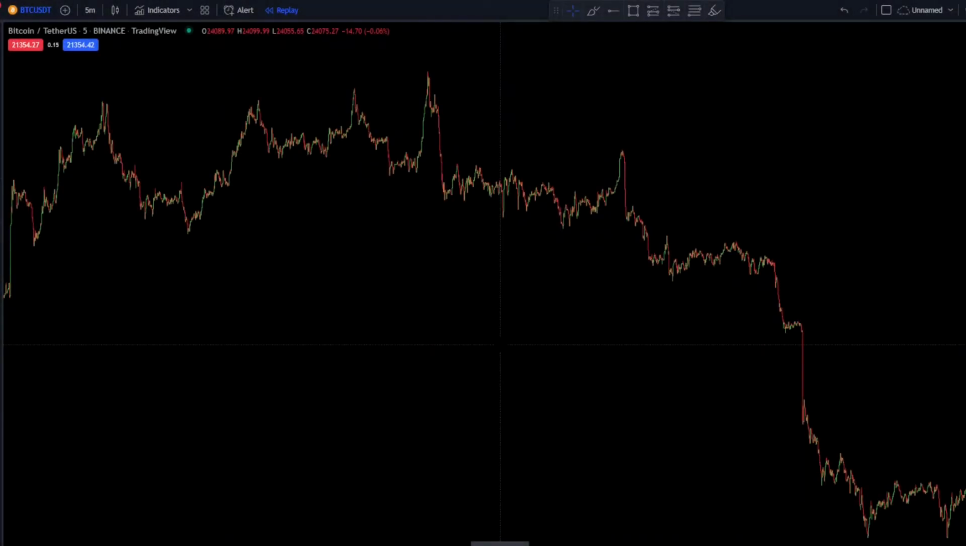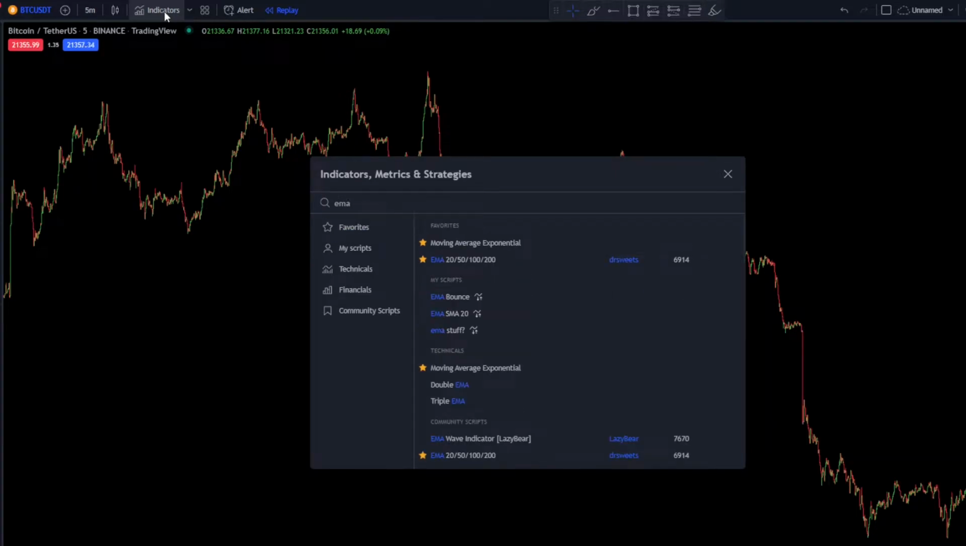First, we need to figure out what a consolidation looks like. For this, we are going to look at some indicators. Go to TradingView or whichever chart platform you use. Go to Indicators and search for EMA. Click on it twice, as we need 2 of them.